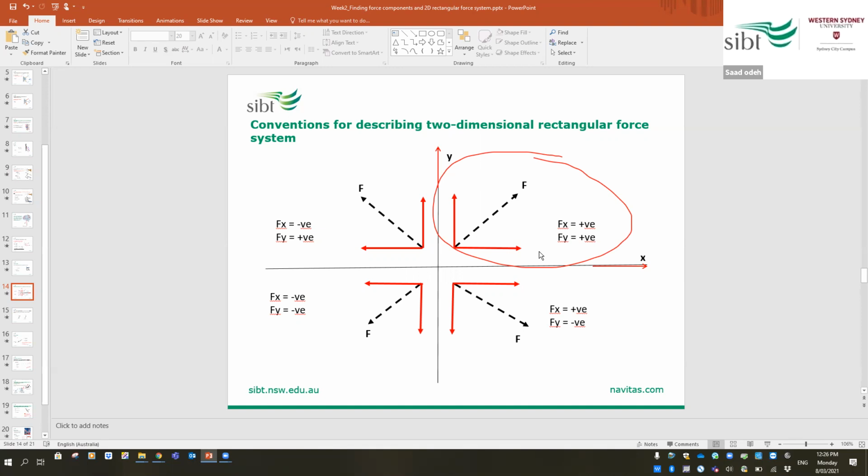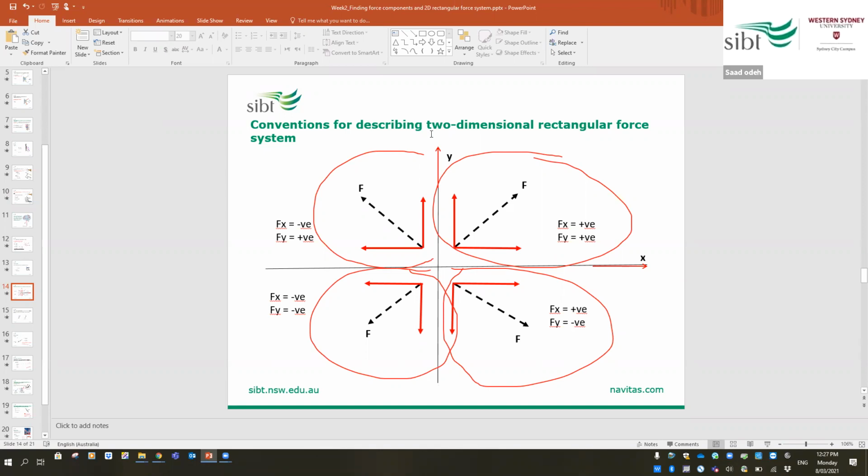If you go to the second quadrant here, x is the same, to the right, so it's positive, but y is downward, so we give it a negative sign. For the third quadrant here, both of them are negative, because x is to the left, as you can see, and y is downward. So both of them are negative. And the last one here, we have y upward, which is positive because we said upward is positive, but the x-axis, the Fx, is toward the left, not to the right.